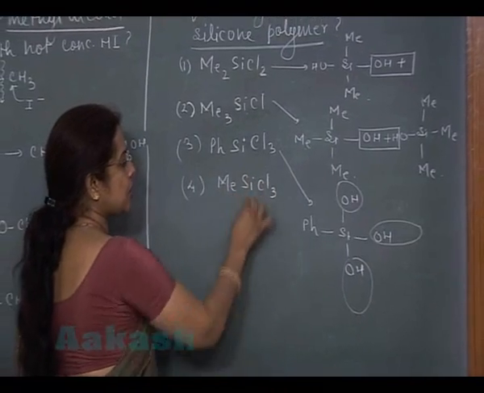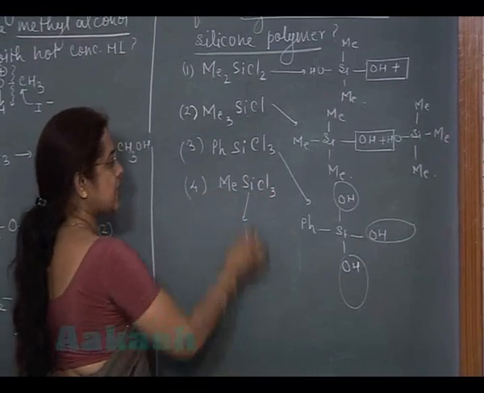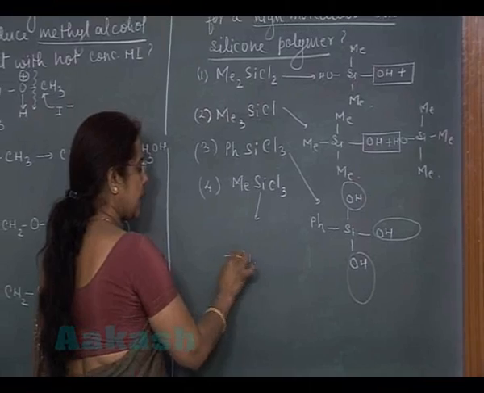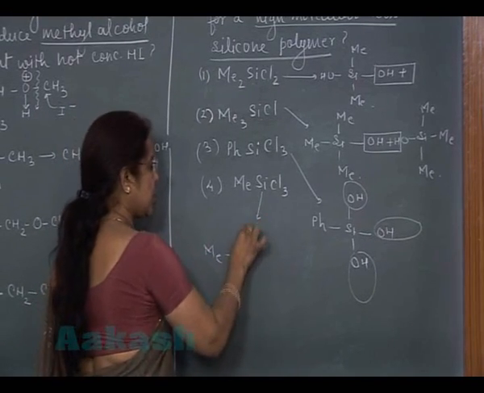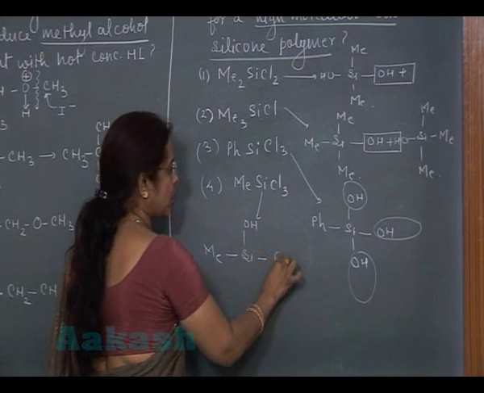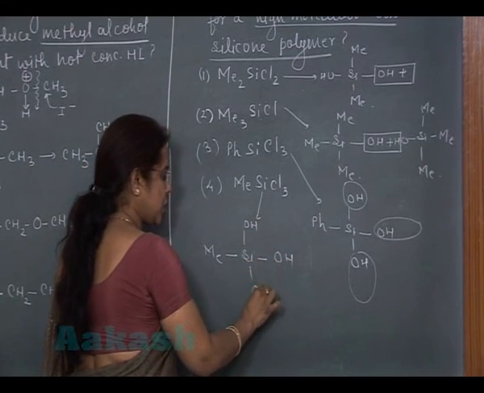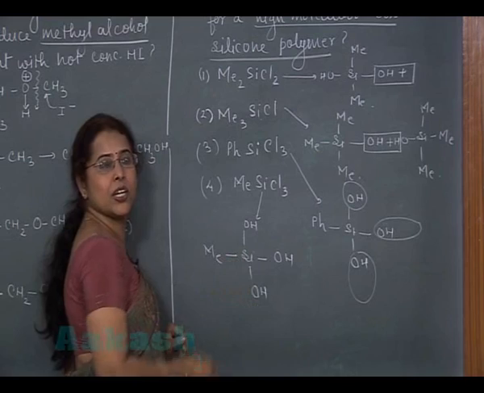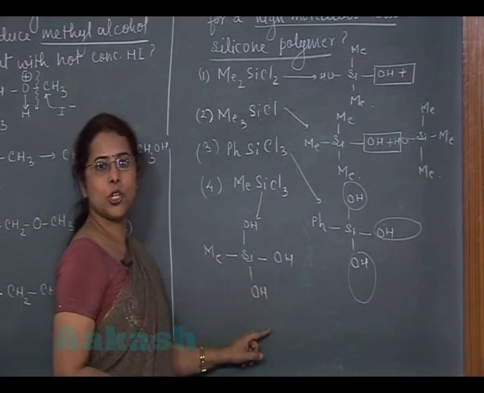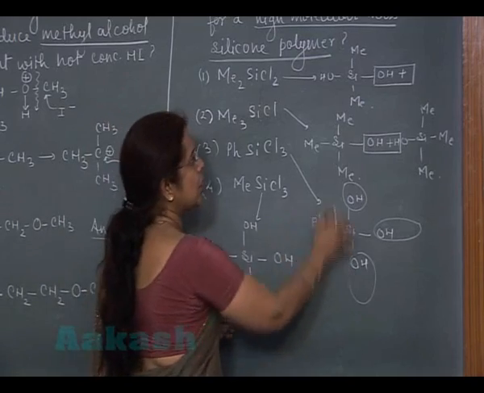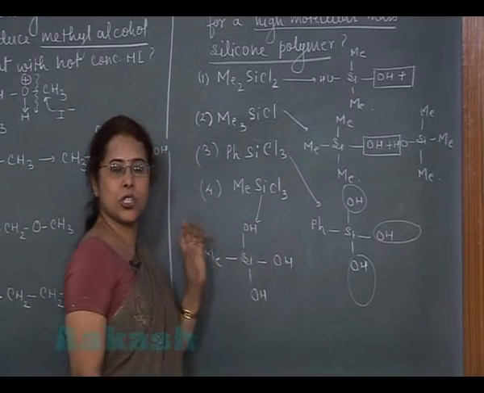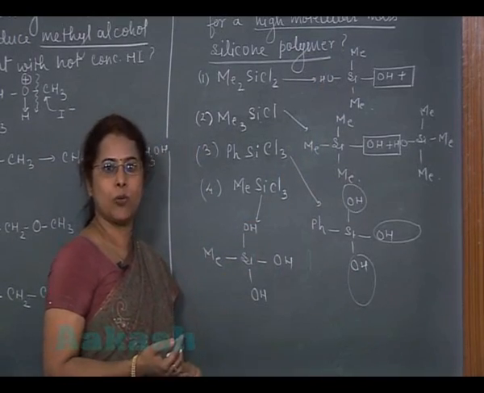The fourth compound given is Si, where one of the alkyl groups is a methyl group. There are 3 chlorines. Upon hydrolysis, they produce 3 OH groups. So again there is the possibility of formation of cross-linked silicone. So these 3 options will have a silicone of higher molecular mass.